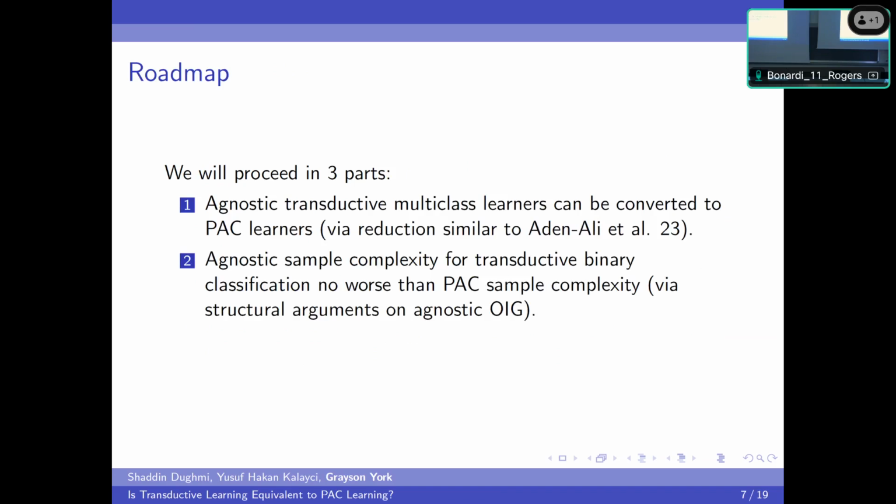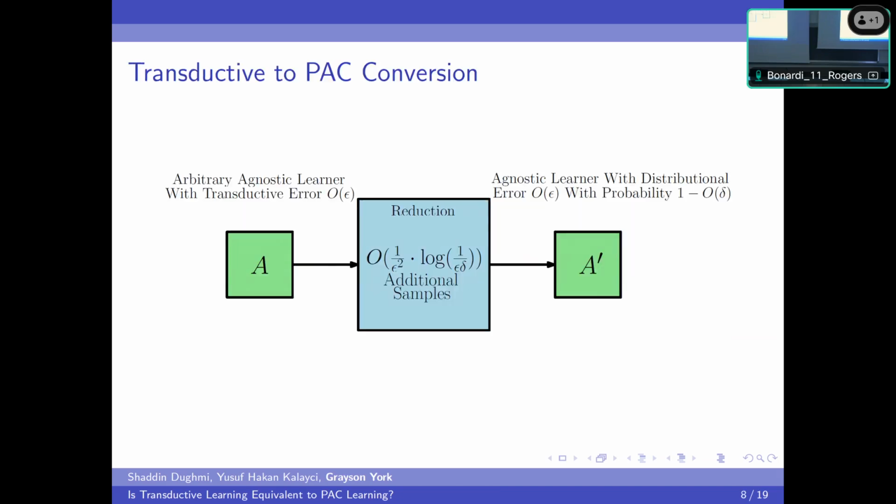And we're going to show that it's no worse than the PAC sample complexity. This is going to be, rather than via reduction, via structural arguments on the agnostic one-inclusion graph. We're going to conjecture that this second argument, which we only present in the binary classification setting, will hold more generally than the setting in which we've proved it. But we're going to leave that as open work.